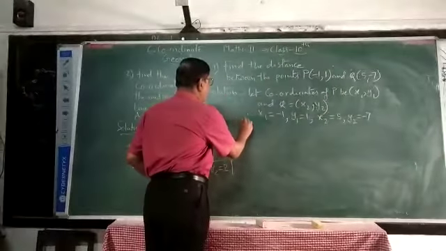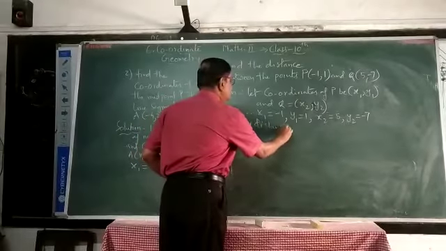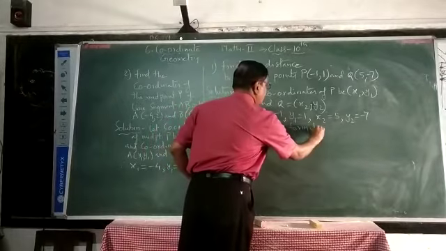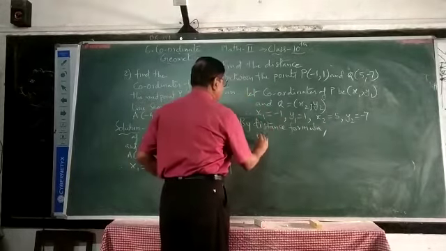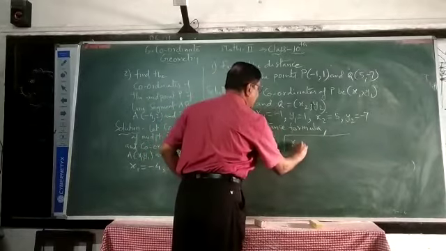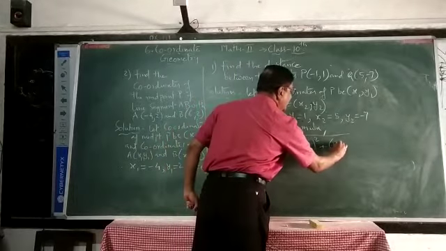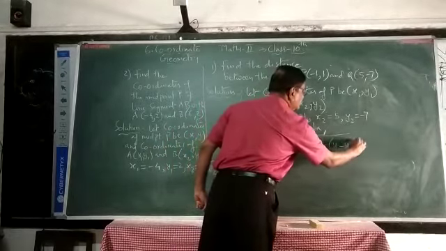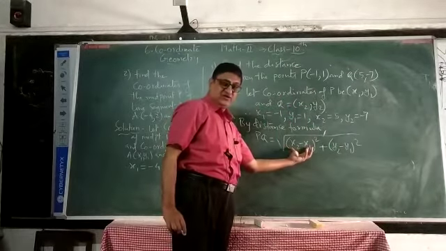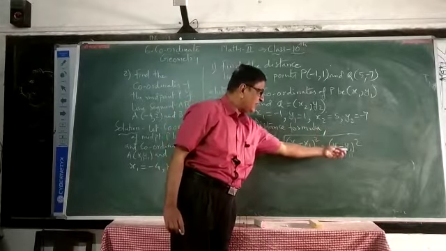Therefore, by distance formula, the distance PQ will be equal to, the formula is square root of (x2 minus x1) whole square plus (y2 minus y1) whole square. Remember, this is the difference between x2 and x1 square and y2 and y1 square.